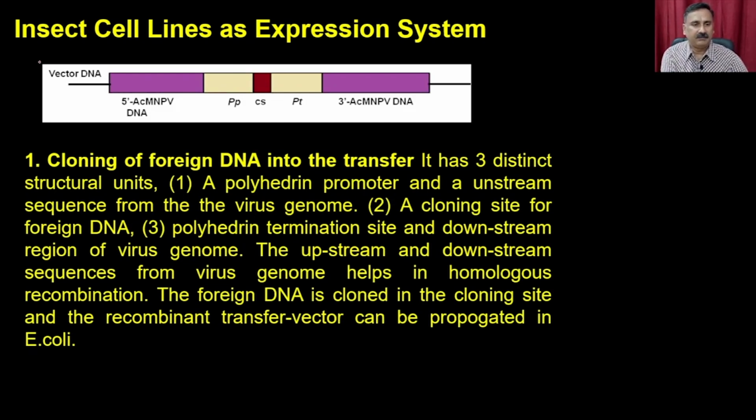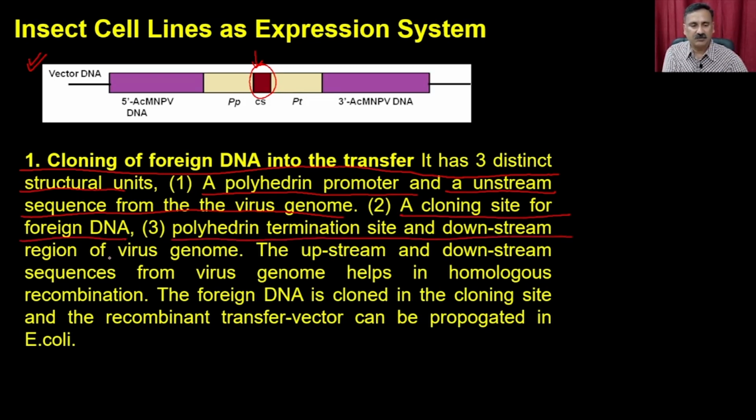So this is the vector that we are going to use, and this is the region where you are going to put your protein of interest. In step one, you are going to clone the DNA into a transfer vector. It has distinct structural units, so you can have the polyhedrin promoter and upstream sequence from the viral genome. Then you can have a cloning site for a foreign DNA, and then the polyhedrin termination site and downstream region of the viral genome. The upstream and downstream sequences from the viral genome help in homologous recombination.